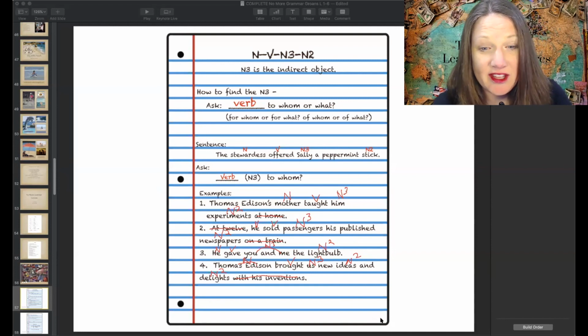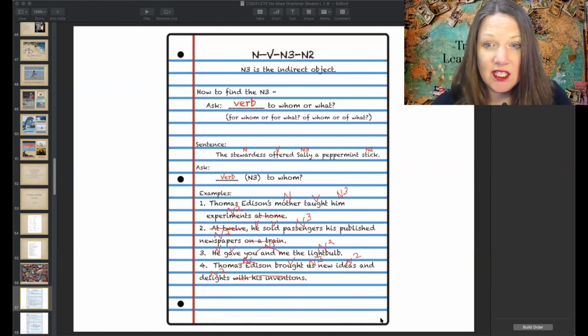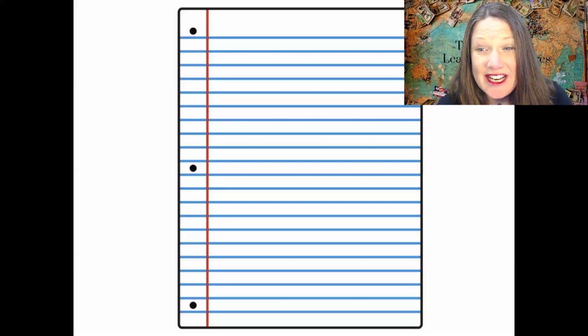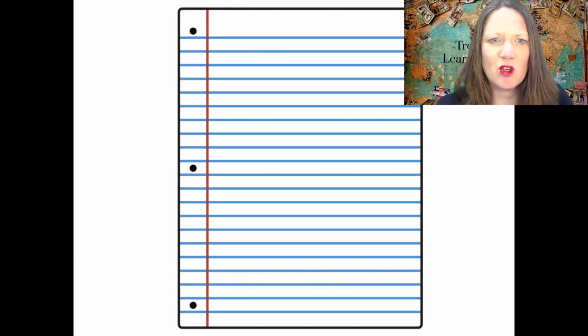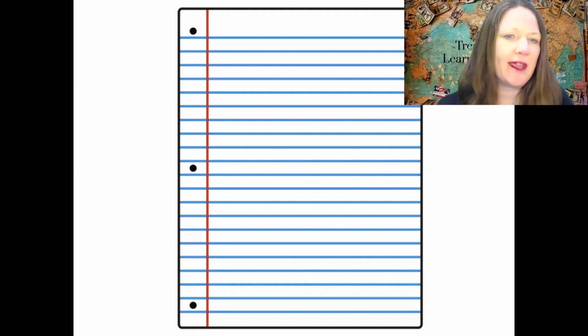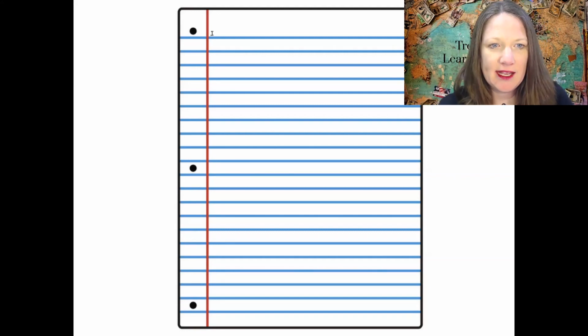I'm going to clear this now, so pause if you need to see this. Pause. 3, 2, 1, clear. Now turn to the next page. If you still have room on your notebook page, then just stay on that page. If not, turn to the next page.